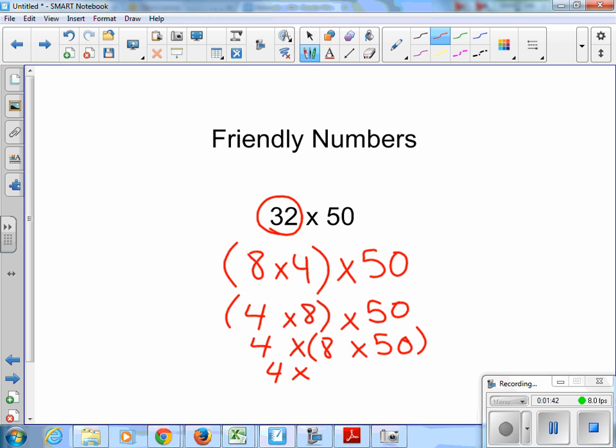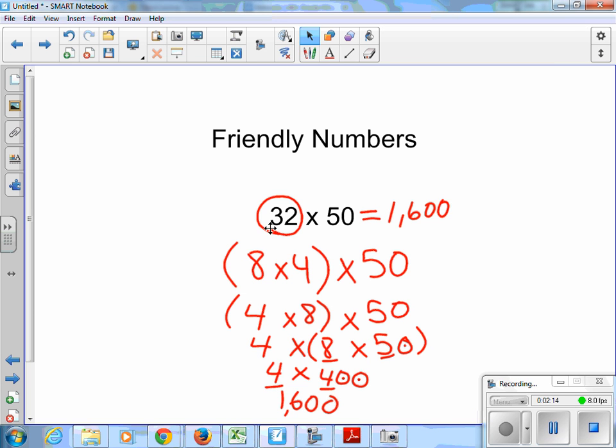4 times the parentheses. I have to do the parentheses first. And let's think, what is 8 times 50? Basic facts, 8 times 5 is 40, and I add 1 zero. Now it's pretty easy to multiply 4 times 400. Basic facts, 4 times 4 is 16, and I add 2 zeros. So my answer is 1,600. Final product, 1,600.